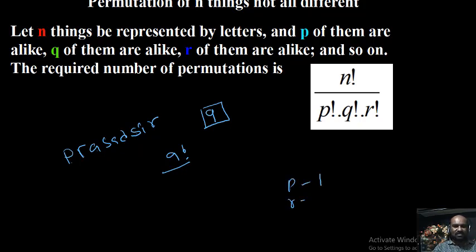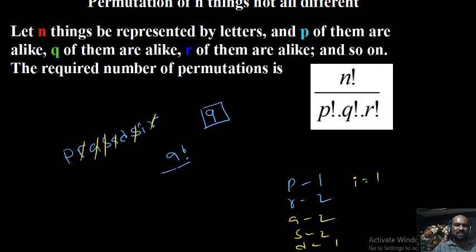P is only one, but R's are 2 here. Observe, R's are 2 here, one R, this is another R. A's are 2 here, this is one A, this is another A. There are 2 S's here, one is S, another S. D is equal to 1 only, and I is equal to 1 only.